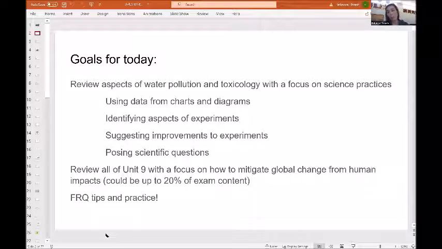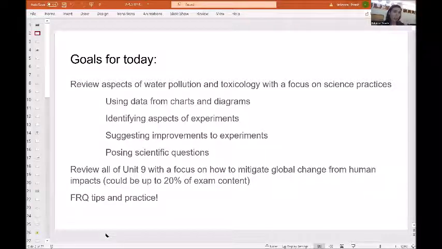Now, most of the practice questions that I have for you today have a focus on science practices. That means using data from charts and diagrams in order to answer questions, looking at experiments in questions and identifying aspects of those, suggesting improvements to experiments, especially with increasing validity of results, and also posing scientific questions. There should be a pretty healthy dose of those types on the MCQ.